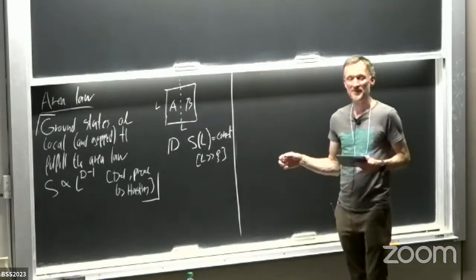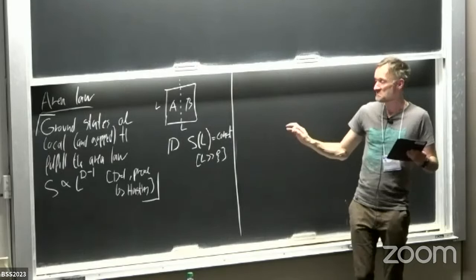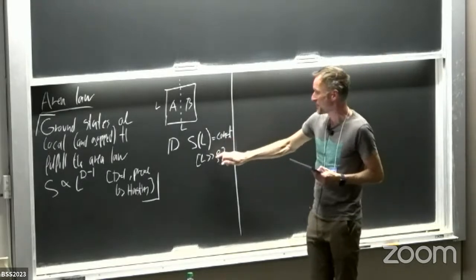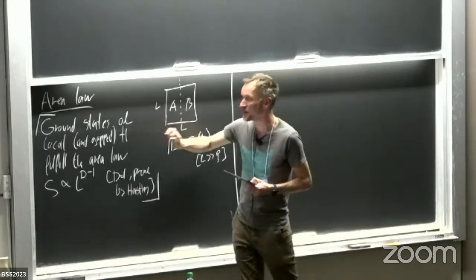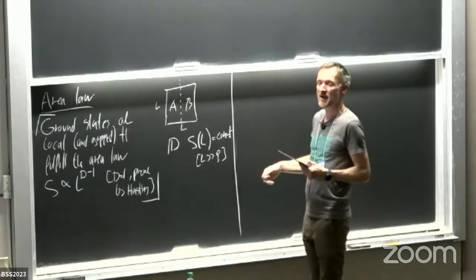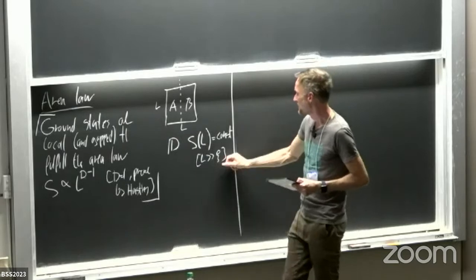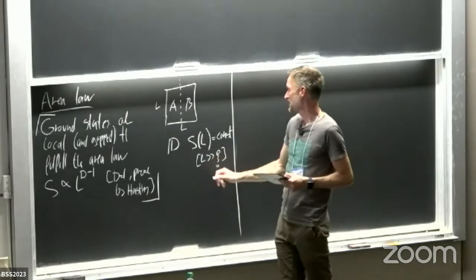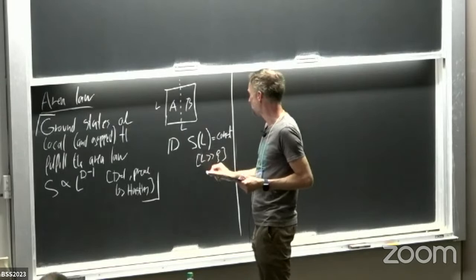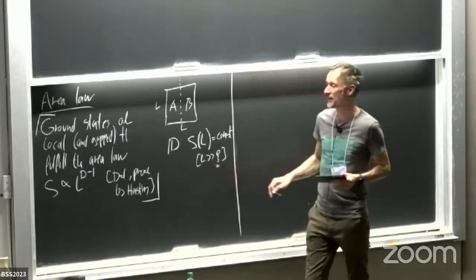Right? So I'm being a bit fast here, but the point is that whenever we have a local and gapped Hamiltonian, we also know that the ground state will have a finite correlation length. So we have this length scale given, and all we do is assume that our system size is large compared to this correlation length.